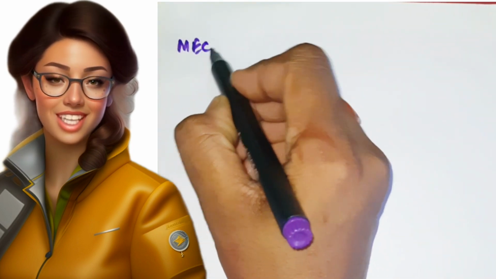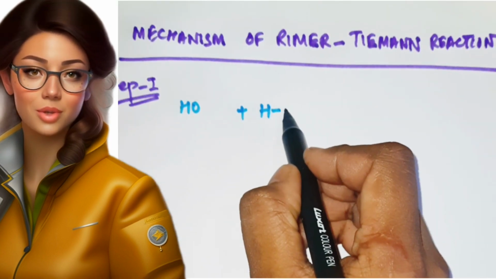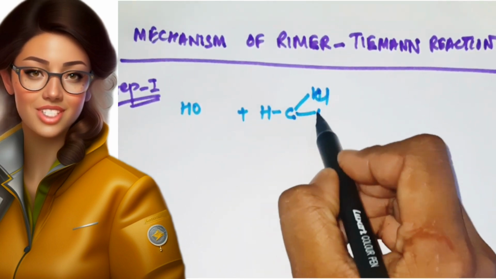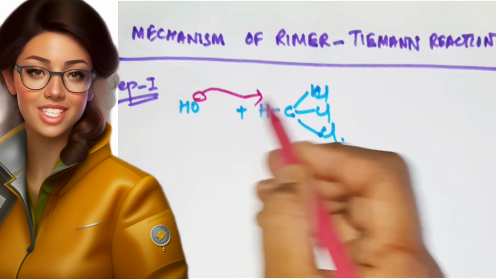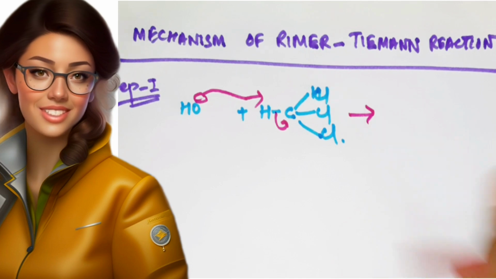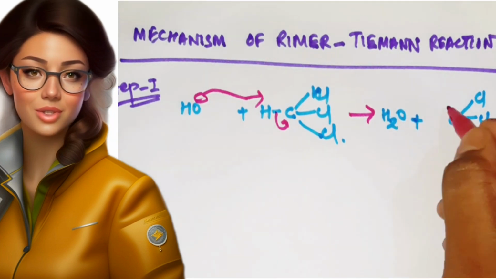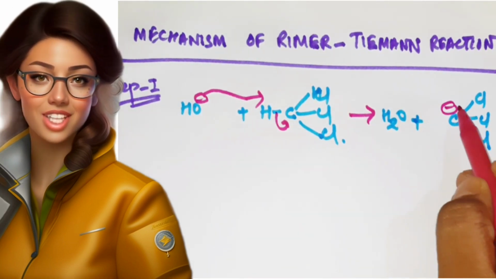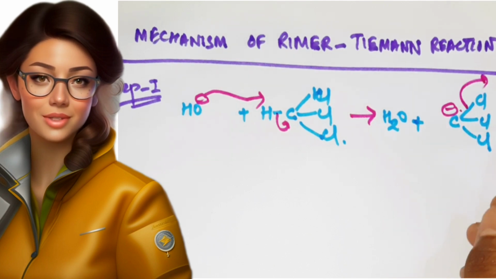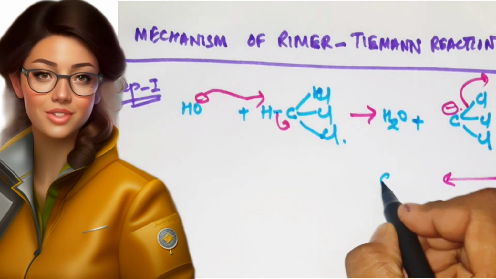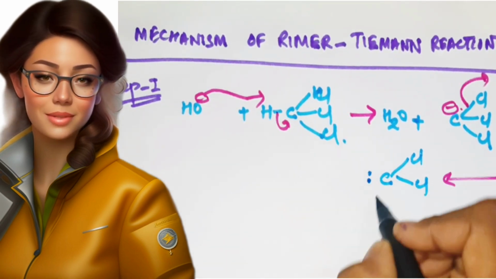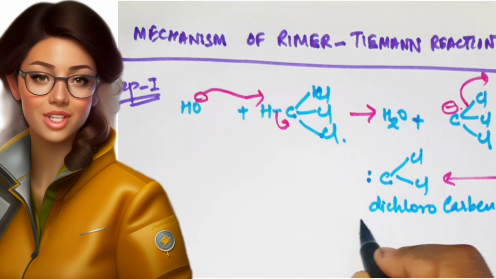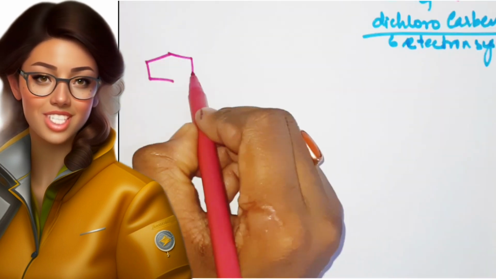So that is the mechanism of the Reimer-Tiemann reaction. The first step is that the OH minus ion in the reaction medium, since this is a base catalyzed reaction, takes a proton from CHCl3, and a dichlorocarbene intermediate is formed by the removal of a Cl minus ion. This dichlorocarbene is a 6 electron system and is very reactive.